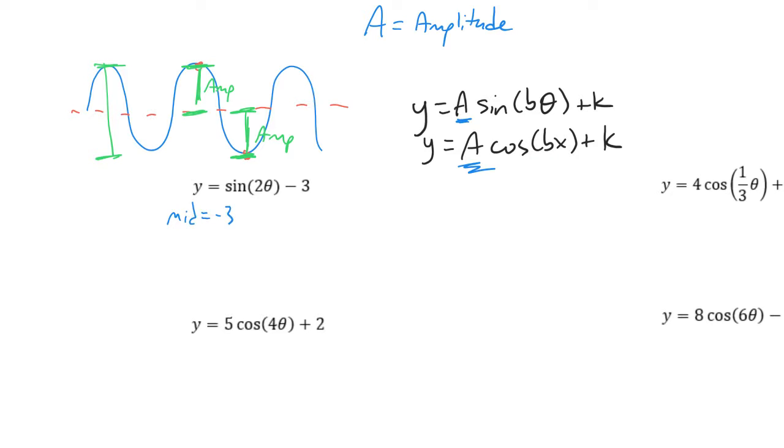So my midline is -3, and in this case, there's no number in the front. That means what number is really there? The number that's really there is a 1. So my amplitude is 1. So what this means is amplitude is the distance you should go up from the midline and the distance you should go down from the midline to find the max and the min. So my max for this problem would be -3 plus 1 because I'm going up. So I would get -2. My min would be -3 because that's my midline, minus 1 because I'm going down, and it would be -4.